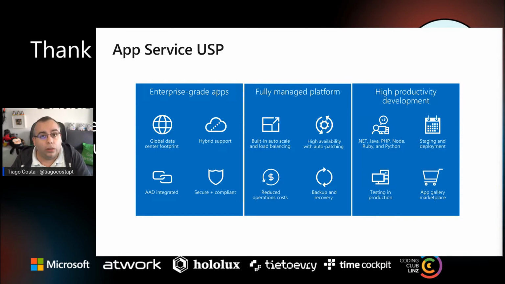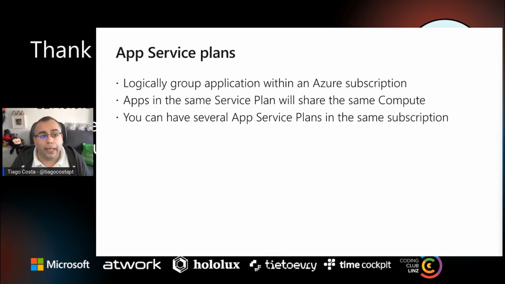So how do we start? We start with an app service plan. So that's how we start. Let's create an app service plan, and then they have several apps. Let's put the several applications inside that app service plan. That app service plan will share the compute, okay?